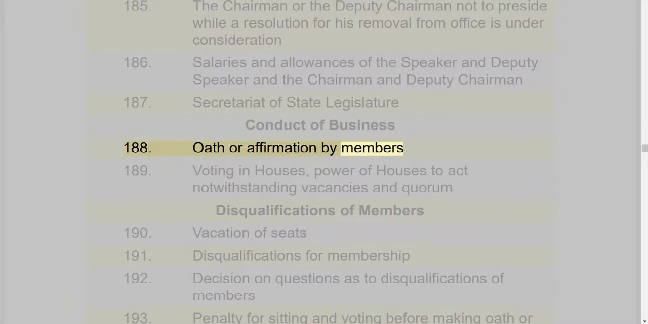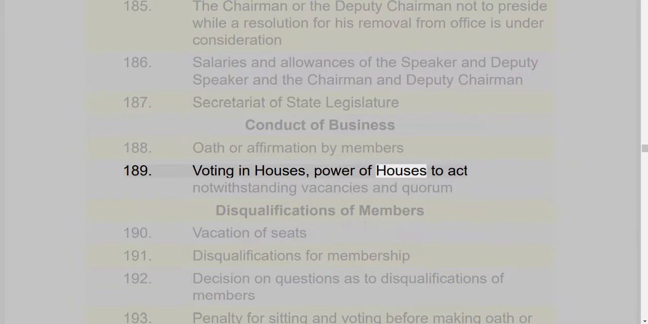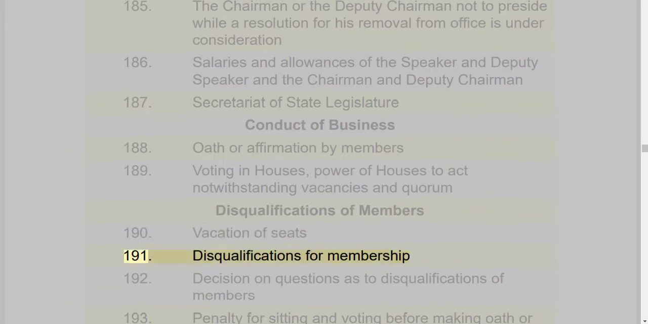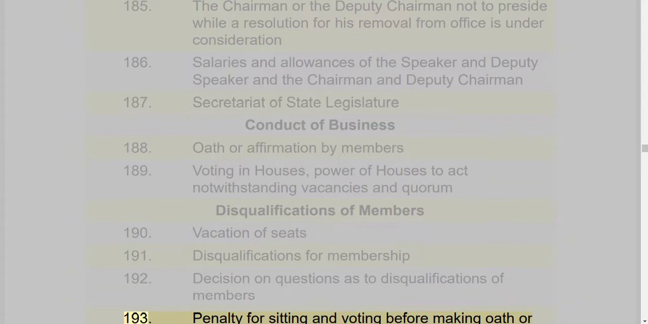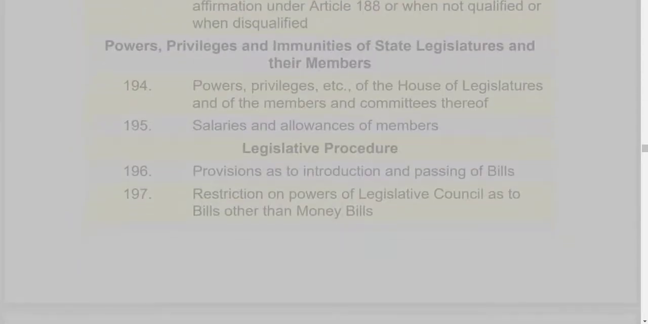Oath or affirmation by members 189. Voting in Houses, power of Houses to act notwithstanding vacancies, and quorum. Disqualifications of members 190. Vacation of seats 191. Disqualifications for membership 192. Decision on questions as to disqualifications of members 193. Penalty for sitting and voting before making oath or affirmation under Article 188 or when not qualified or when disqualified.